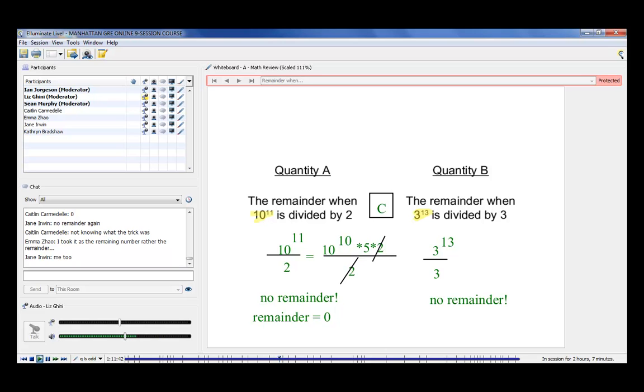But what about Caitlin's problem, not knowing the trick? Caitlin, how could Caitlin have known? How could she have known where to look for the trick? All right, anyone, can we think of a strategy to help Caitlin?